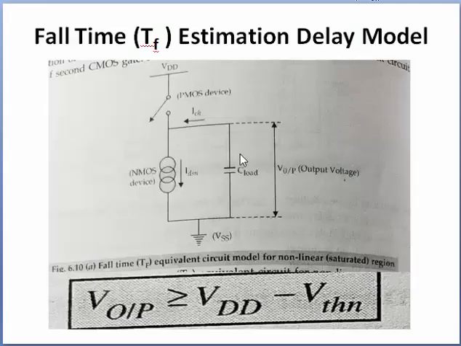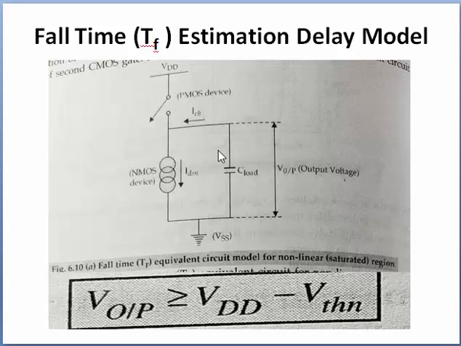So as shown in this figure, that is the fall time equivalent circuit. In this, the PMOS device acts as an open circuit, whereas the NMOS device acts as a closed circuit. So current flows due to this NMOS device, but the capacitor charges due to this PMOS.